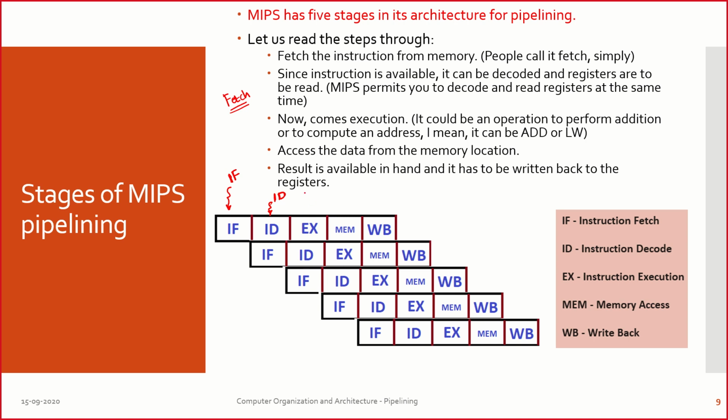Now, I have an instruction. I understood that I am going to use registers R0 and R1, or in MIPS terms S0 and S1 or T0 and T1, and I am going to add them together, and the result has to go to T3. So I understood what the instruction is all about, and which registers are going to be used. So what is the next step? The next step is obviously execution.